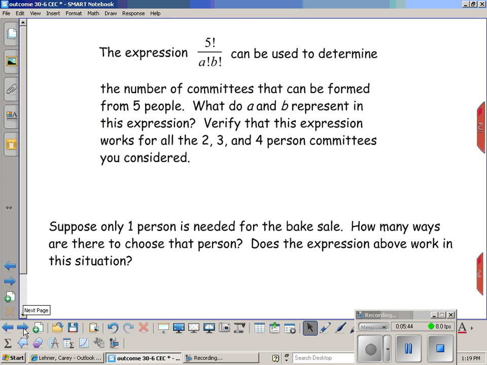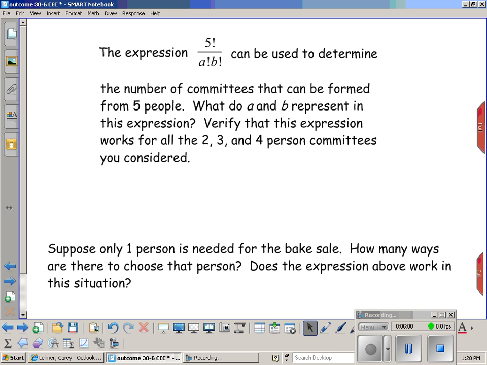So the expression 5 factorial divided by a factorial b factorial can be used to determine the number of committees that can be formed from 5 people. What do you think A and B represent in this expression? Then we want to verify that this expression works for all of the 2, 3, and 4 person committees we considered. So let's think about this. Do you have any ideas on what the A and the B might stand for, first of all?